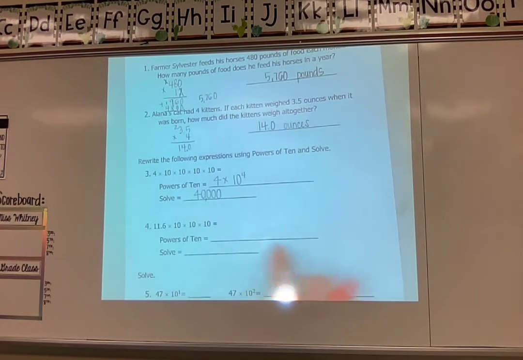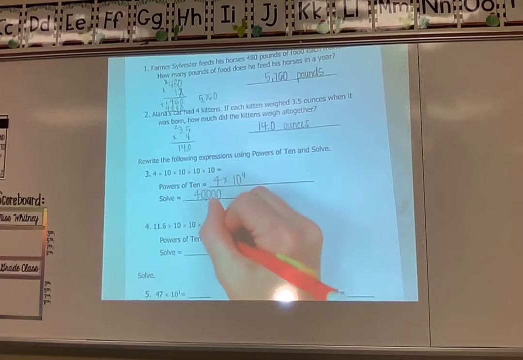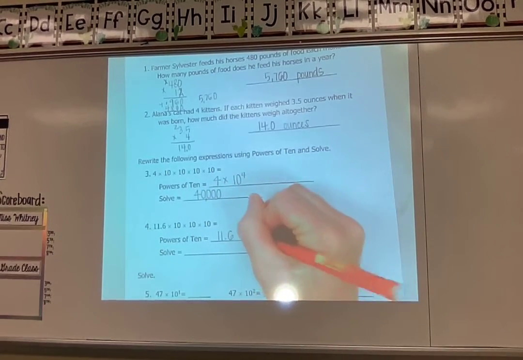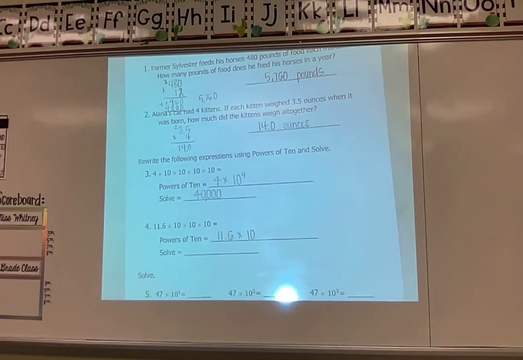First, we need powers of 10. It says 11.6 times 10 times 10 times 10. So first, we're multiplying 11.6 times 10. And then I'm going to count up how many 10s I have. I have 3 of them, so my exponent would be a small 3. Now, this number does have a decimal. So when I go to solve, it's a little bit different, remember?